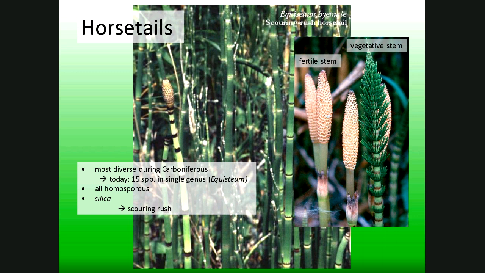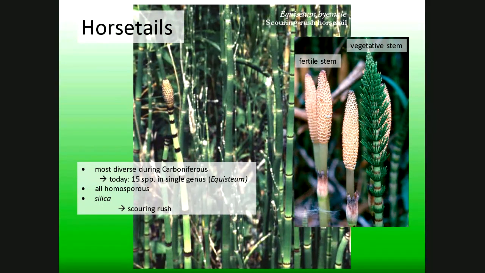All right, so now we got the horsetails left in this group. Very diverse during the Carboniferous. Now there's only about 15 species in one genus, Equisetum. Horsetails, remember Equus? I showed you yesterday they have the vegetative stems, little tiny leaves. Those are examples of lycophylls, little tiny leaves. And then the other stem, kind of like in the cinnamon fern, there's a fertile stem on there as well.